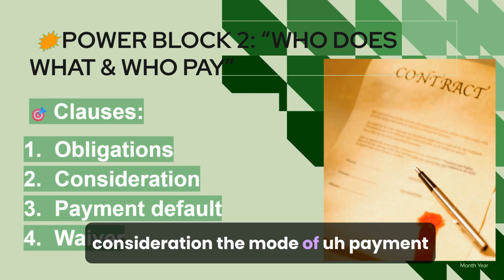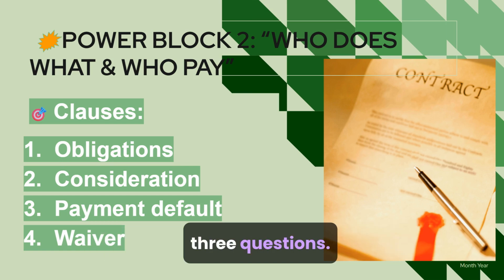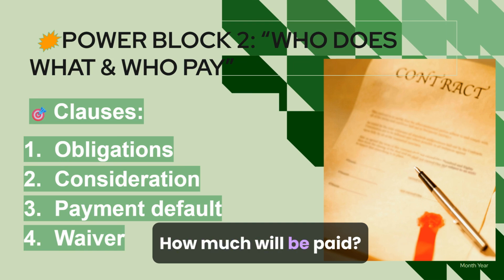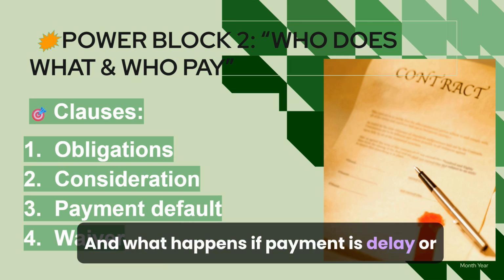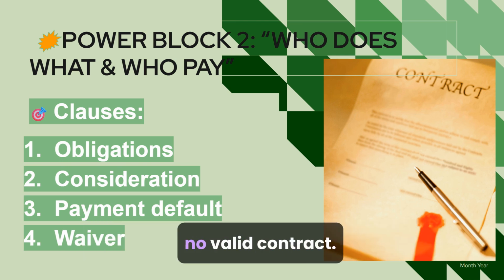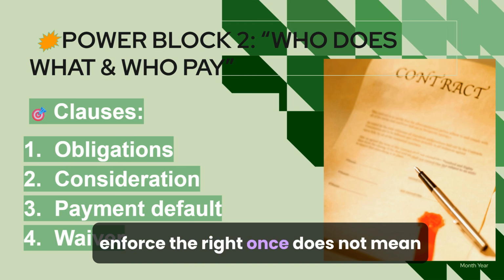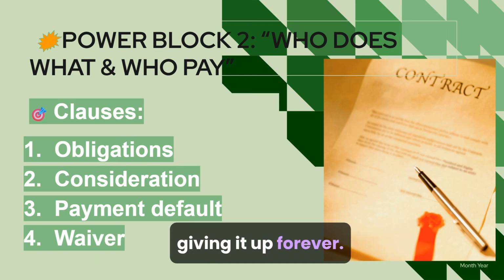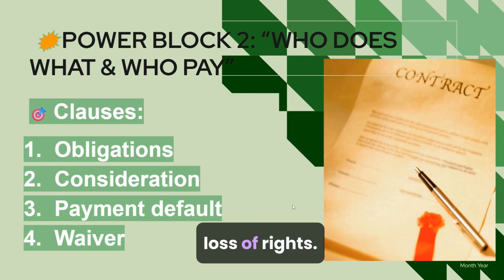Consideration, the mode of payment and default. These clauses answer three questions: how much will be paid, how will it be paid, and what happens if payment is delayed or not made. The legal rule is: no consideration, no valid contract. A waiver clause clarifies that failure to enforce a right once does not mean giving it up forever. This protects the parties from accidental loss of rights.